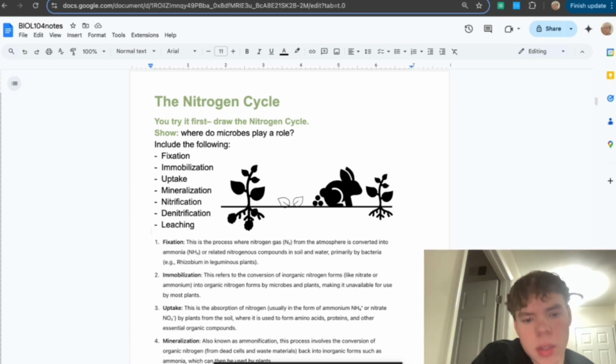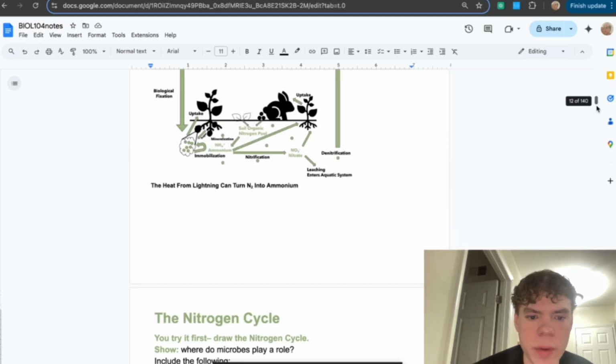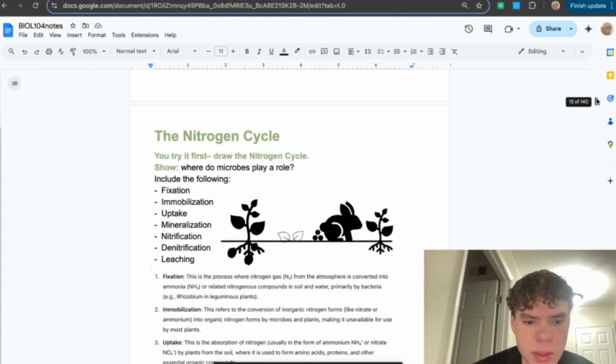plants. Immobilization, this requires the conversion of inorganic nitrogen forms into organic nitrogen forms by microbes and plants, making it unavailable for use by most plants. So you can see in this map here, immobilization is kind of where it comes to the side here, and it's useless. Can't really use it.